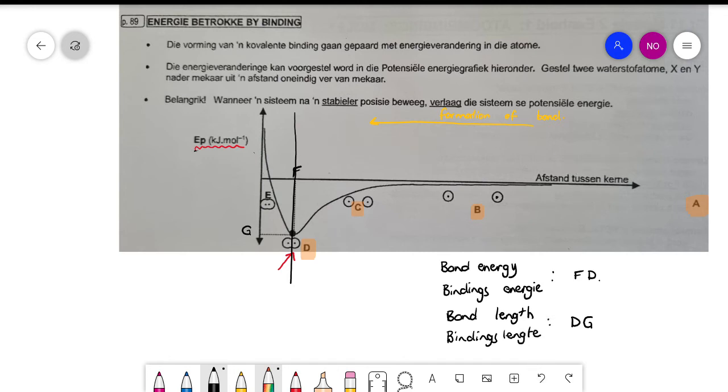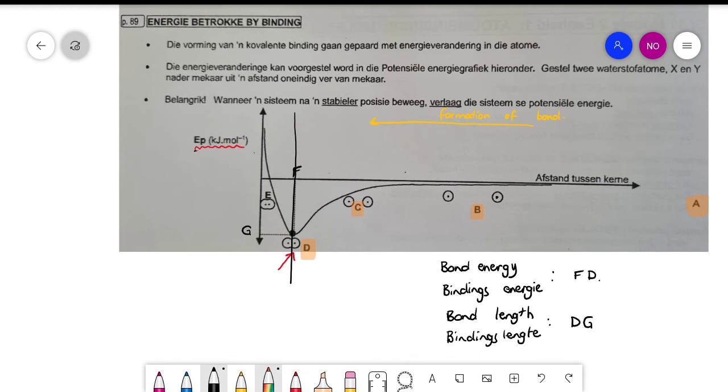Dan by C beweeg hulle nog nader aan mekaar, moving even closer. In other words, even more potential energy is being felt, so it goes even lower, becomes more stable, and the distance between the two cores are decreasing even further. So ons beweeg nog verder regs, want die afstand tussen die twee kerne word kleiner, en hier begin hy nog meer onder toe gaan, as dit sin maak.